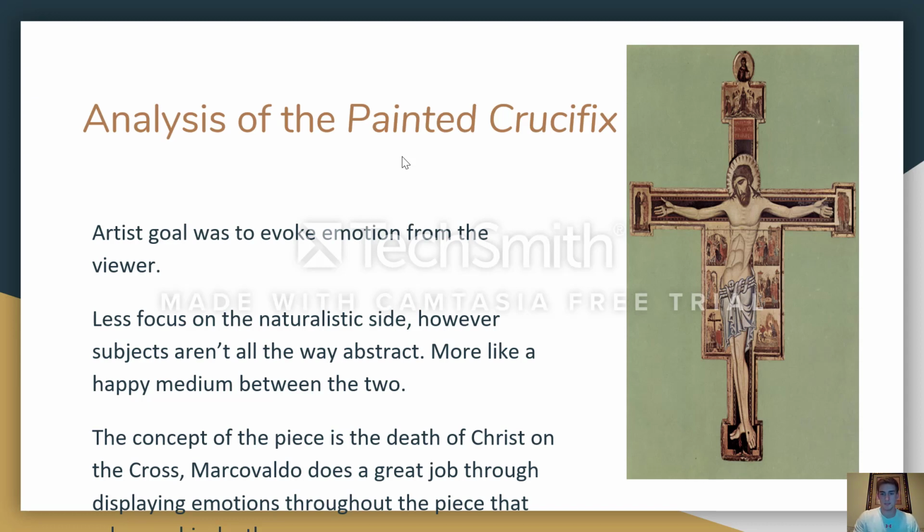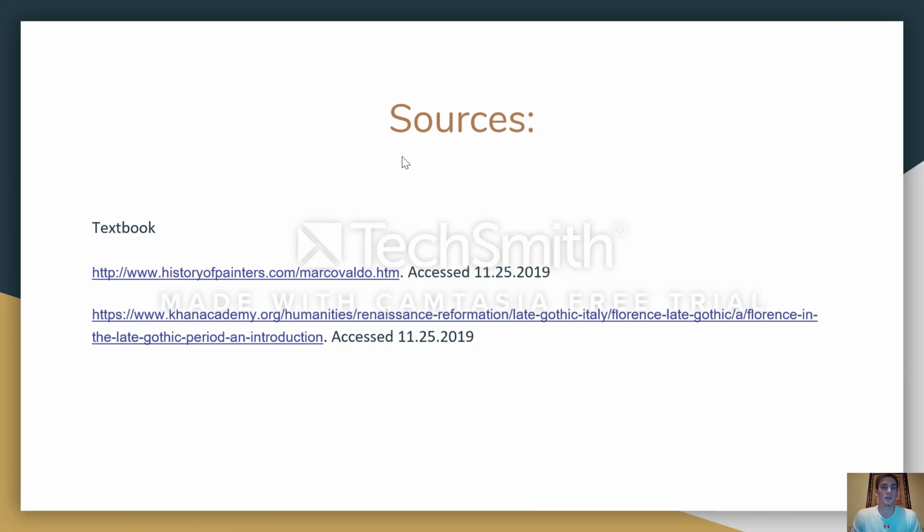Here are the sources I used. I got some pictures from the history of painters. Then I used another slide as well. I hope you learned something by this.